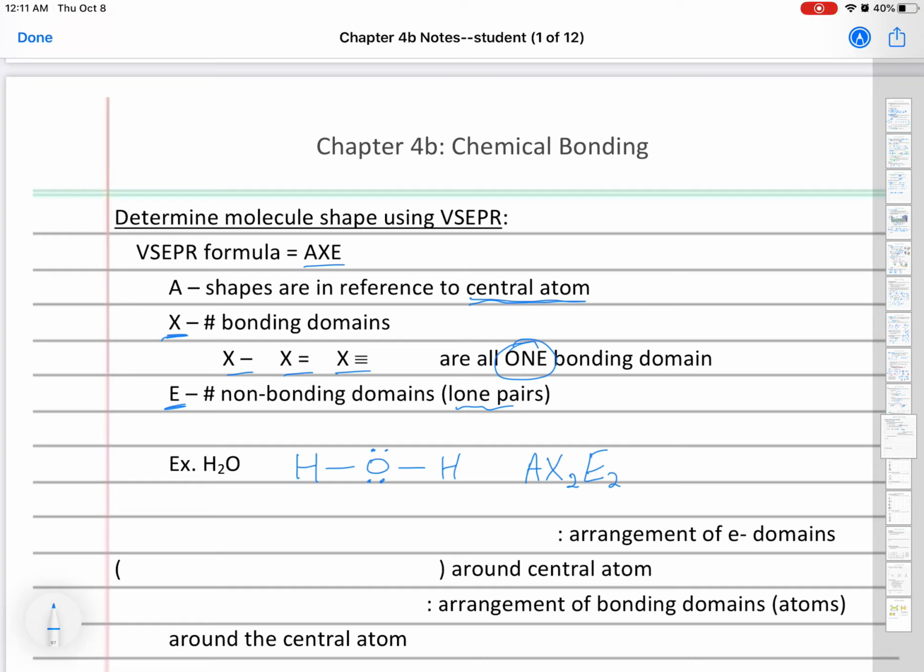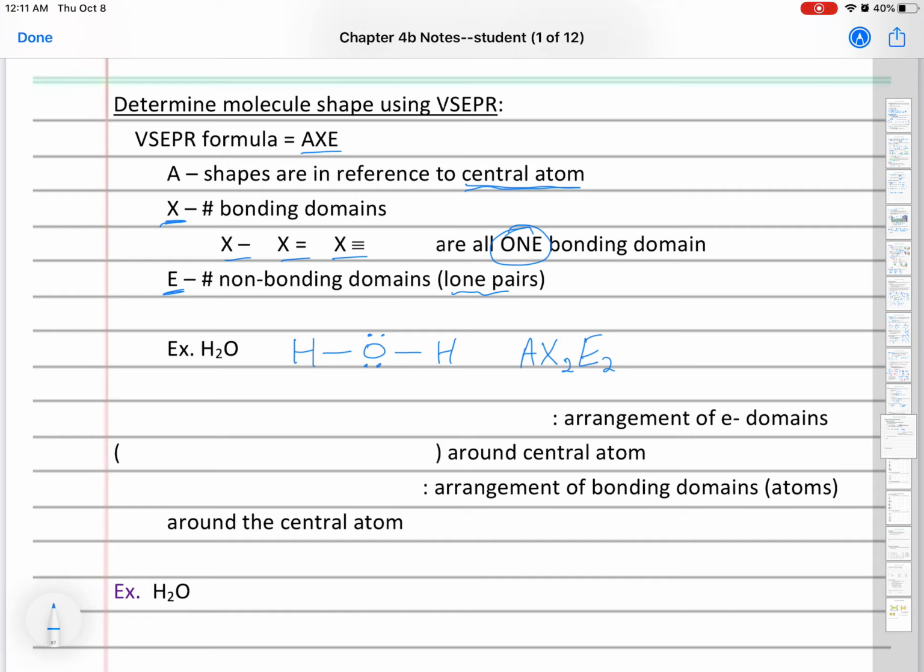So when we are drawing molecules in 3 dimensions and naming, we can talk about the geometry of their shapes. There are 2 geometries we can refer to. There's the electron domain geometry, and there's the molecular geometry. The electron domain geometry looks at the arrangement of all the electron domains. So that includes the bonds and the lone pairs. The molecular geometry is only looking at the bonding domains, in other words, where the atoms are.